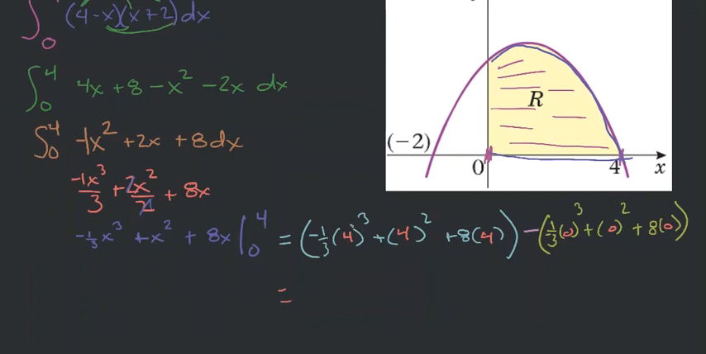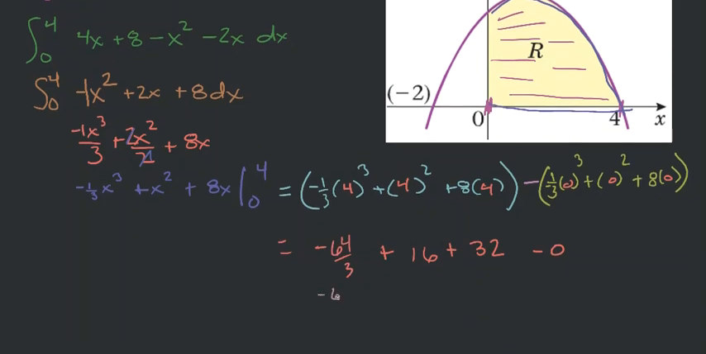So what is this going to become? Well, let's start here at the end where the easy part is. We have all these being zeros, so we're going to have a minus 0 at the end. This looks like it's going to be 32. This is going to be 16. And then here we have minus 1/3 times 4 to the third power. So that is going to be, this is 64 multiplied by negative 1/3, which is going to be negative 64 over 3.